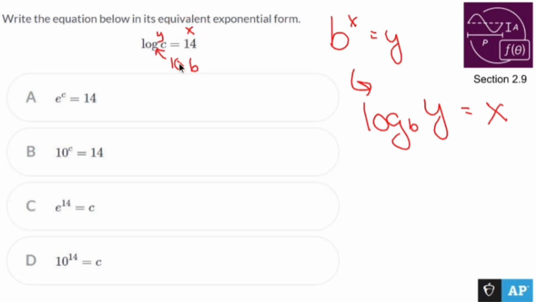So now when I take this guy and make it look like this, I could say my base, which was invisible 10, to the 14th power is going to equal c. So 10 times 10 times 10 a bunch of times. 1 with 14 zeros attached.